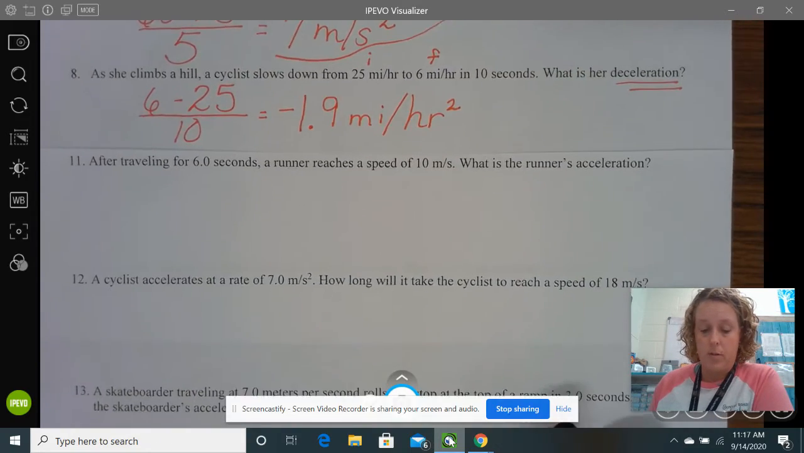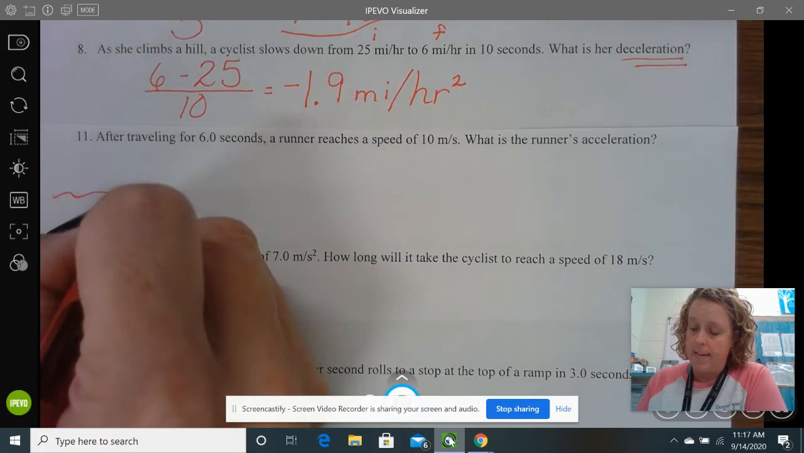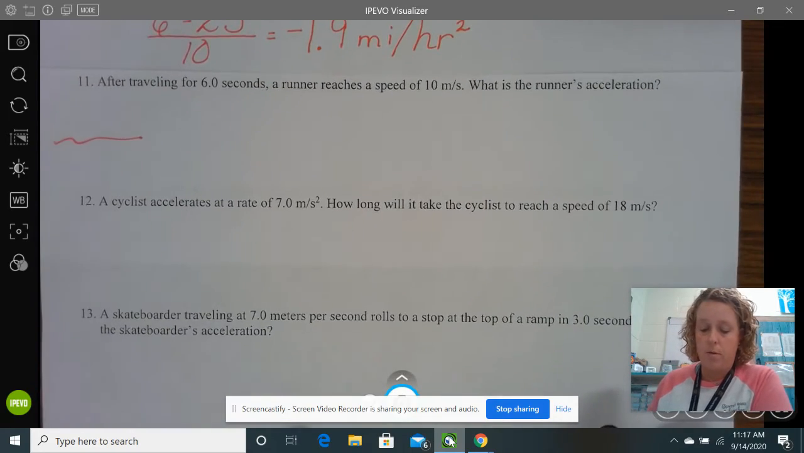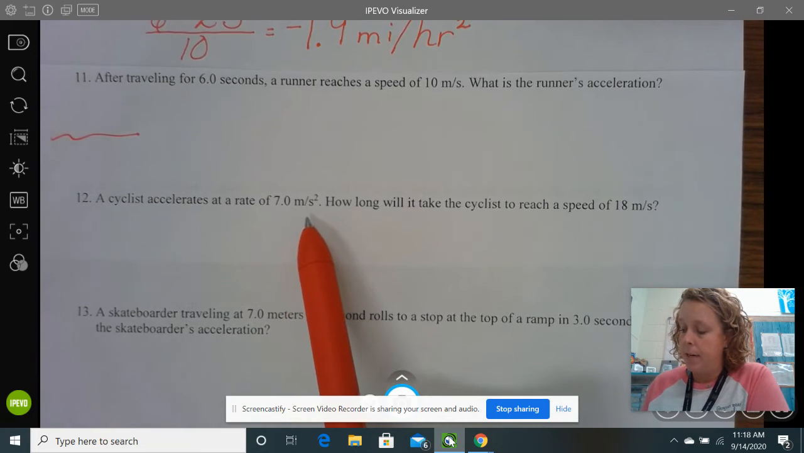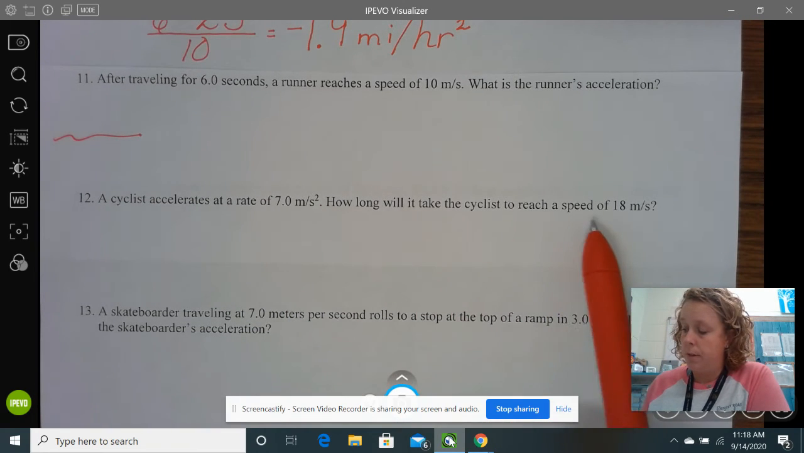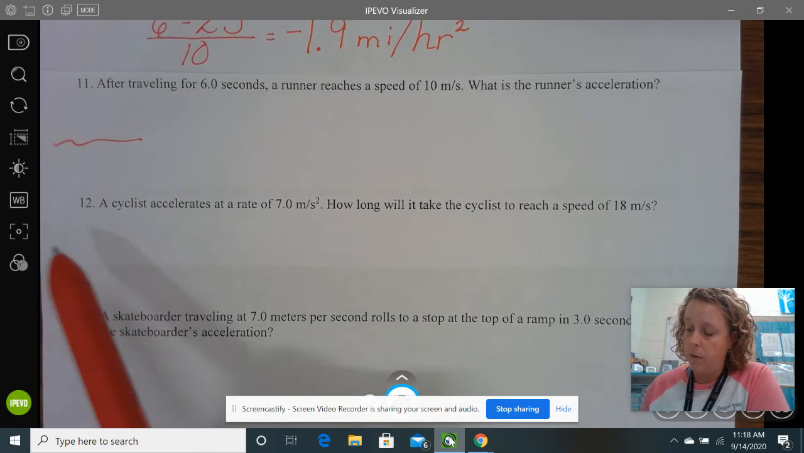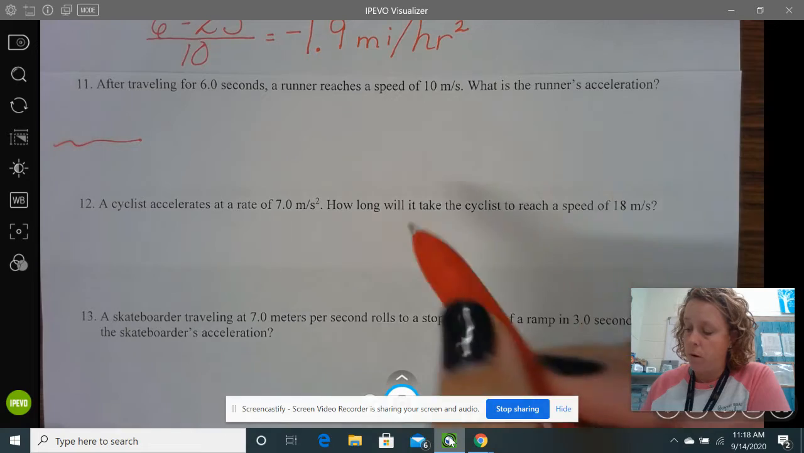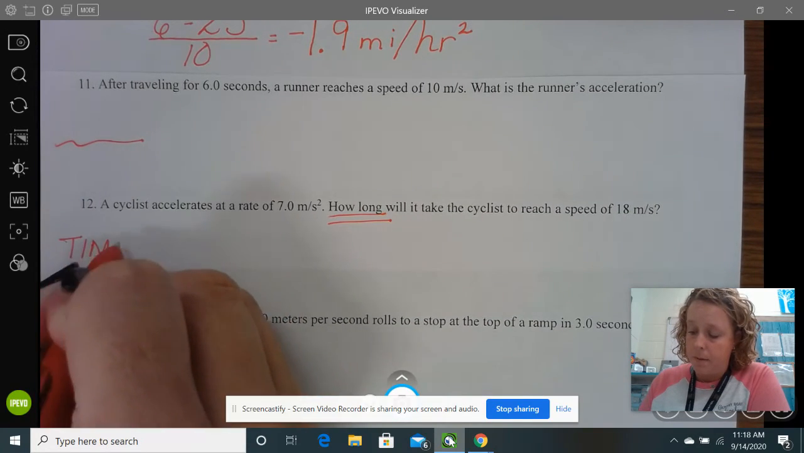Now, let's go ahead and look at, let's skip number 11. We'll look at that in class tomorrow. Number 12. A cyclist accelerates at a rate of 7 meters per second. How long will it take the cyclist to reach a speed of 18 meters per second? Okay, so what are we looking for? We're looking for how long. So we're going to be looking for time again.